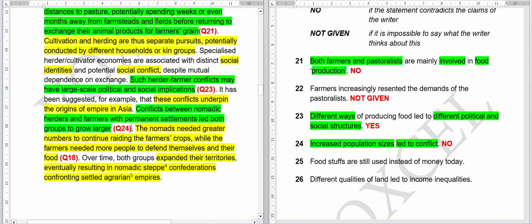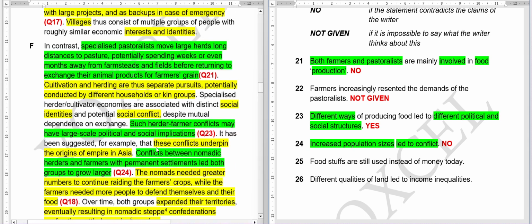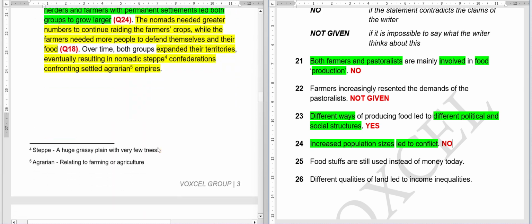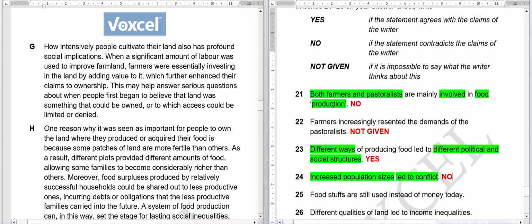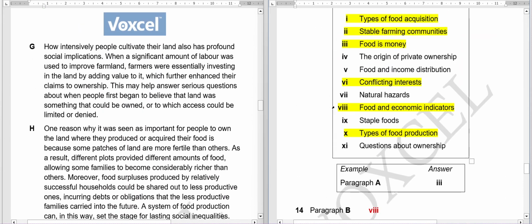Let's read the 25th question. Foodstuffs are still used instead of money today. So food we are still using instead of money. There is no mention of that. Different quantities of land led to income inequalities. Okay, there is still no mention of that. So these should be in the next paragraphs. Okay, let's read the remaining paragraphs, G and H.